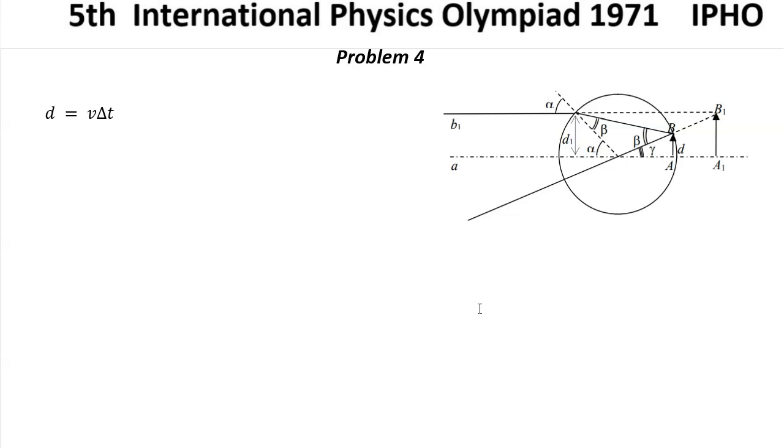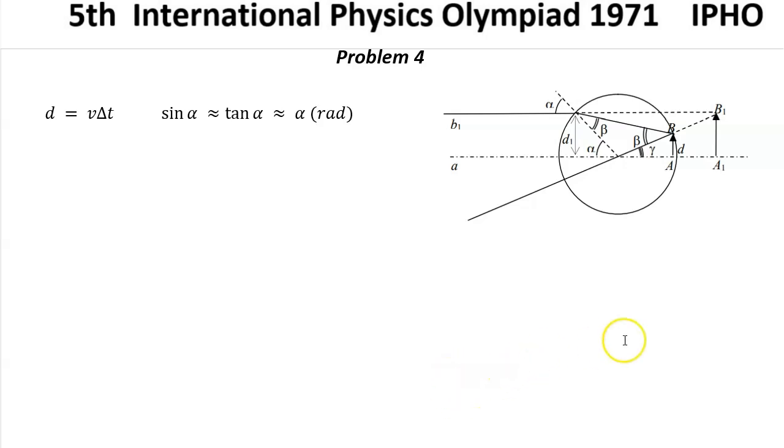The corresponding vertical displacement A1B1 of that image is equal to the distance D1, this one, between the optical axis A and the ray B1, this one, which leaves the aquarium parallel to A. Since the distances d and d1 are small compared to radius r, we can use the small angle approximations. So we have sine alpha approximately equal to tangent alpha, which is approximately equal to alpha in radians.